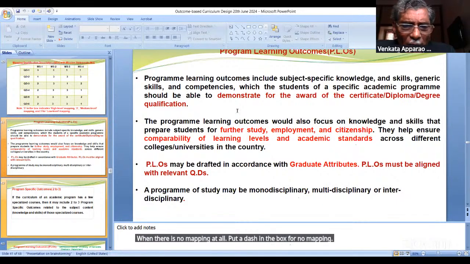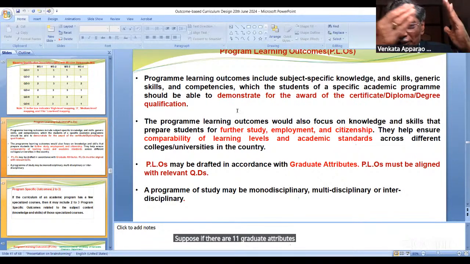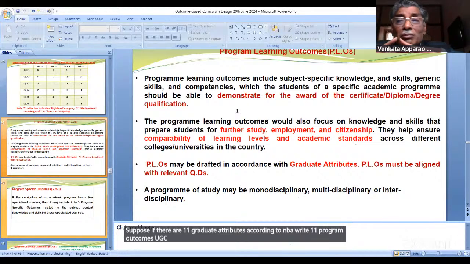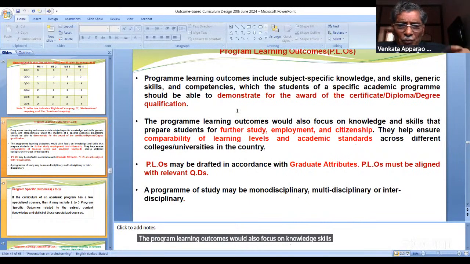Then program learning outcomes, you write based on the graduate attributes. Suppose there are 11 graduate attributes according to NBA, write 11 program outcomes. For UGC, you must write a minimum of 12 program outcomes, right? The program learning outcomes would also focus on knowledge, skills, and competencies. They also focus on knowledge to prepare the students for further study, employment, and citizenship.